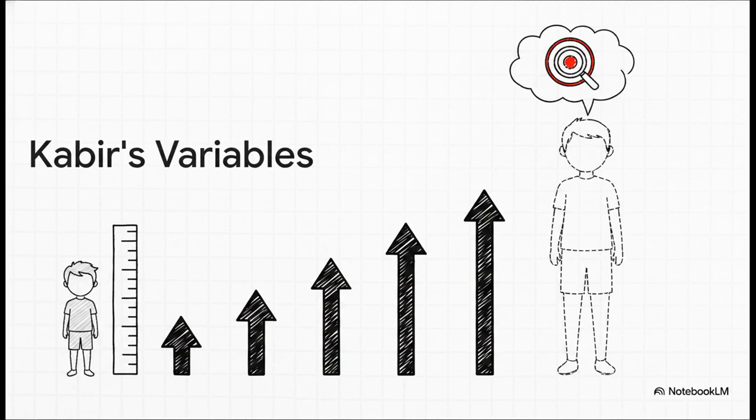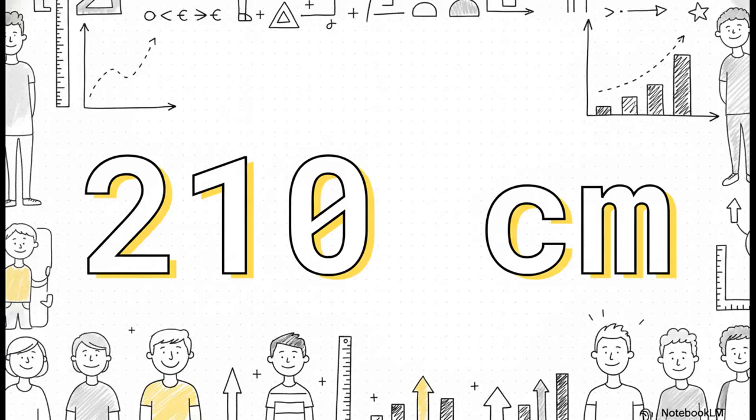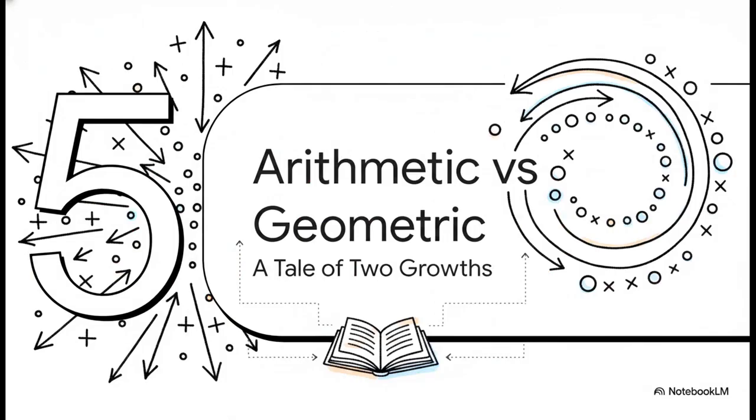So our target position N is 15. By thoughtfully substituting these values into our formula, we calculate T sub 15. That is 70 plus (15 minus 1), which is 14, multiplied by 10. 14 times 10 is 140. Add that to our starting height of 70, and we calculate that Kabir will be an impressive 210 centimeters tall when he's 15 years old. That is quite a tall young man. Section 5. Arithmetic versus geometric growth.